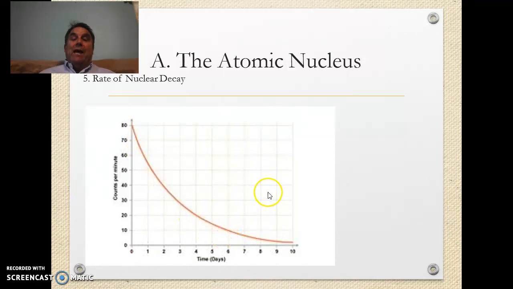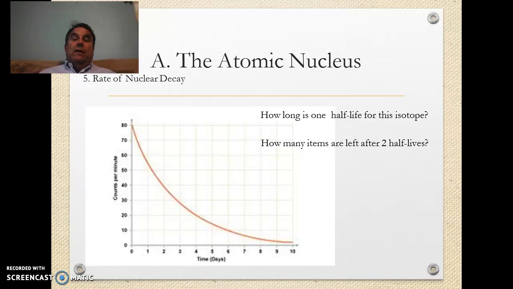Okay, so if we ask, how long is one half-life for this isotope? And we look to go from 80 counts per minute down to 40 counts per minute, how long does it take? And then we trace it down and we can say it takes 2 days. So the half-life for this isotope is 2 days.